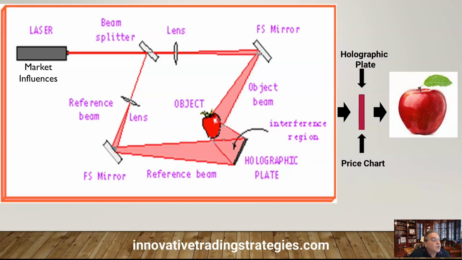You've seen them. They have them on credit cards. You get them on everything these days with holograms. But that's how a hologram is made, all right? Well, what's really interesting is that a price chart is very similar to a hologram, all right? Let me show you why, and it's really cool.